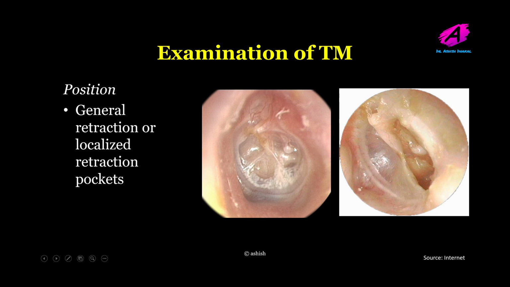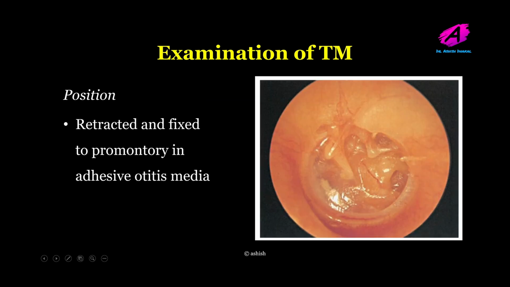Check for the general position of the tympanic membrane, whether generalized retraction is there, or localized retraction in certain areas, mainly in the posterior superior quadrant. The tympanic membrane may be retracted and fixed to the promontory in cases of adhesive otitis media. These are also known as plastered eardrum.